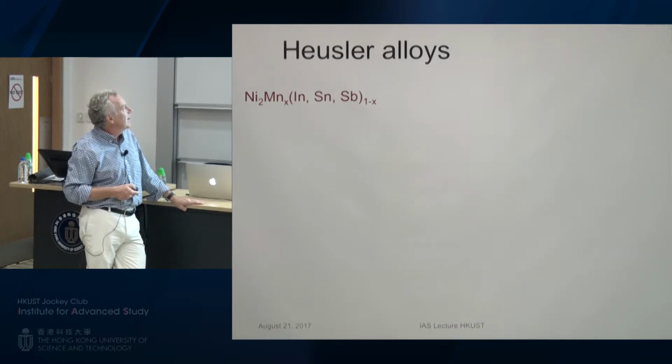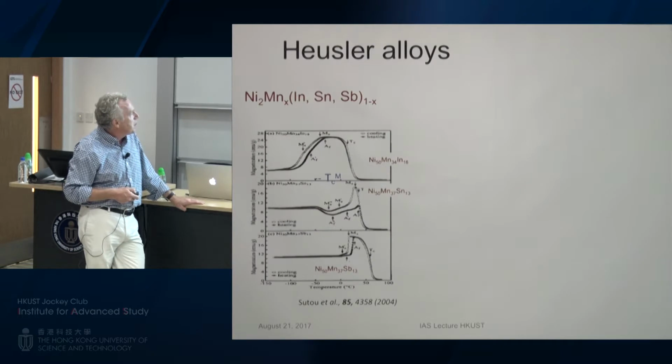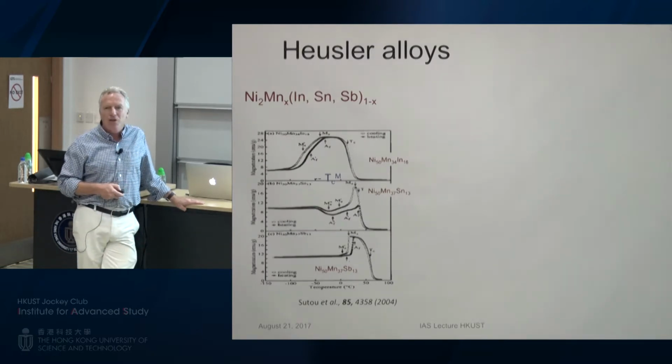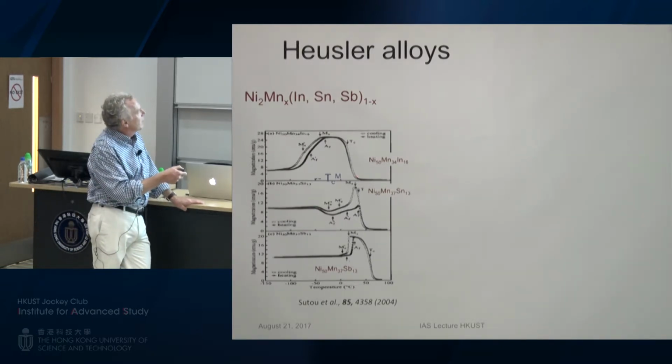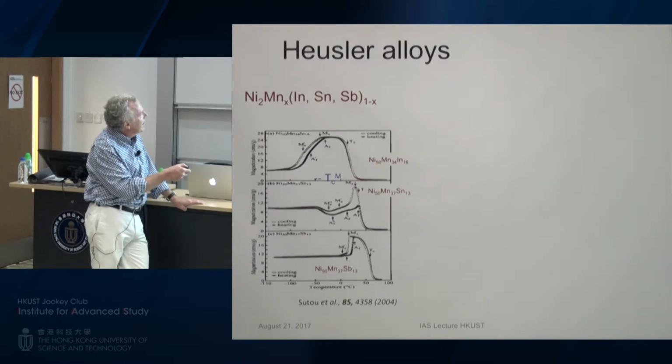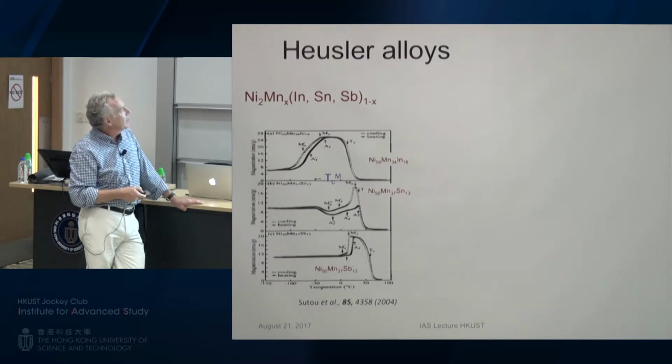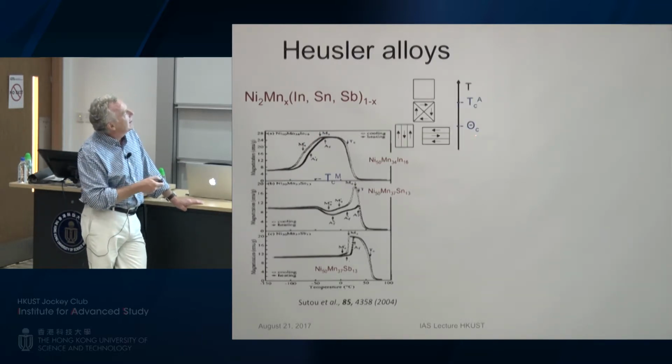So I want to talk about nickel, manganese, indium, tin, and antimony. And they're magnetic materials, but they also undergo phase transformation. So for example, this nickel, manganese, indium alloy has a magnetic ordering at this temperature. This is magnetization versus temperature. And then it undergoes a phase transformation here.